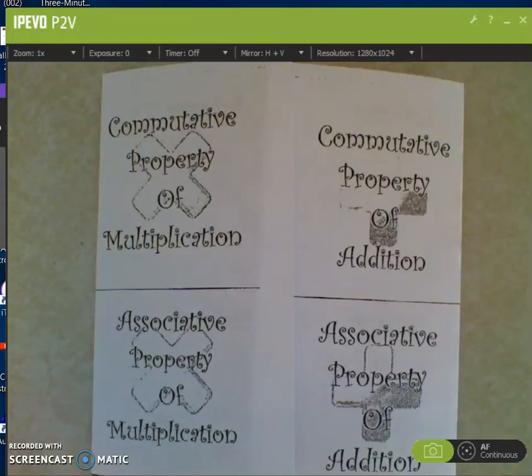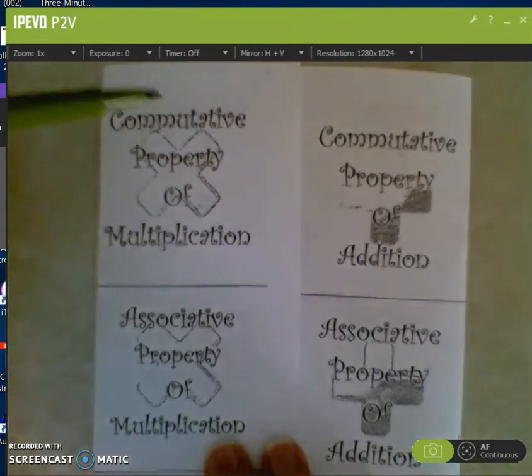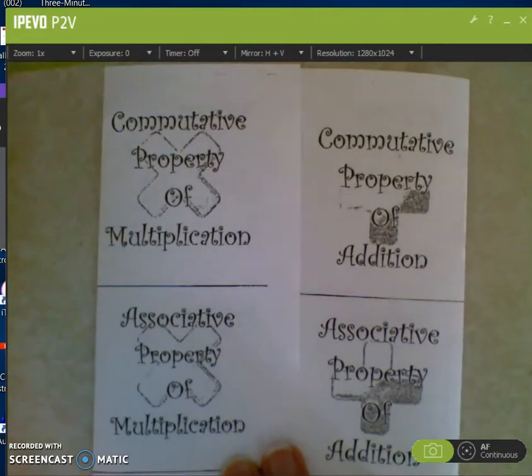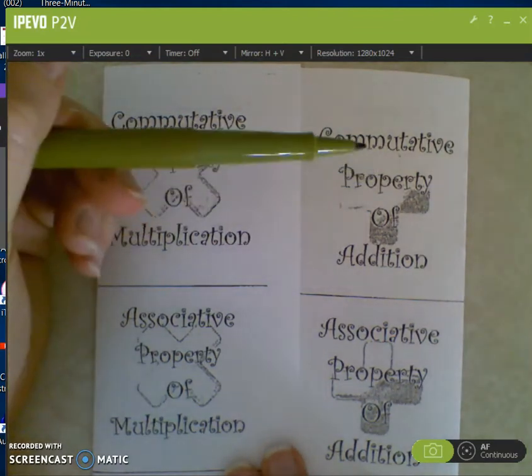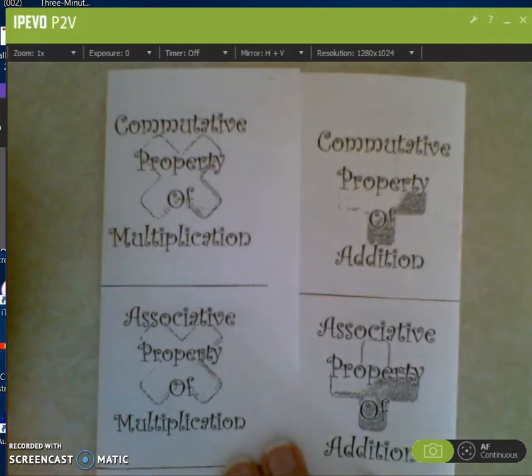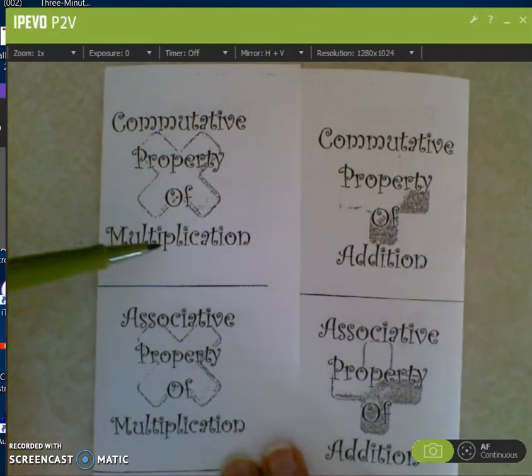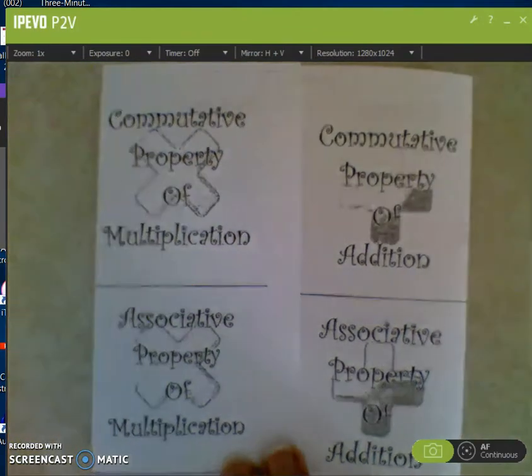Today we're going to be talking about a couple of important properties, and we're going to start with the commutative property. On the left-hand side you see here we've got the commutative property of multiplication, and on the right side you've got the commutative property of addition. So two different properties, one is multiplying, one is adding, but really they're the same thing.